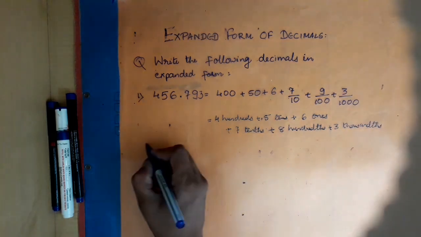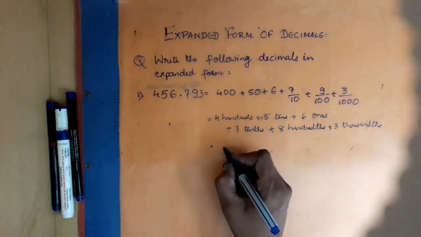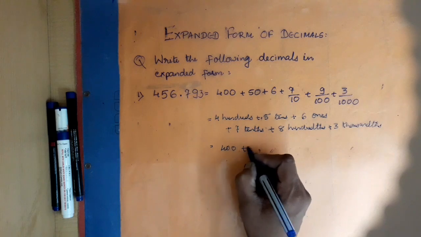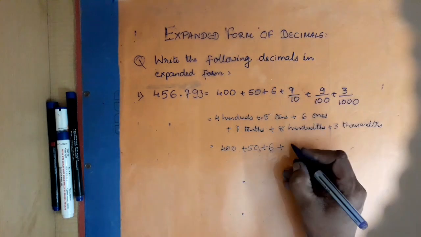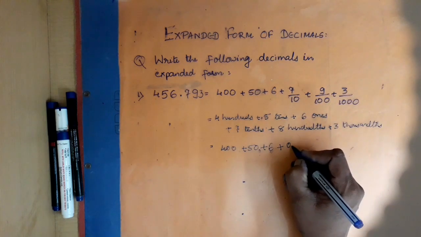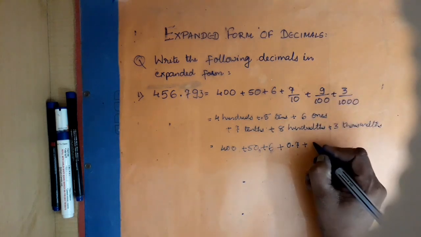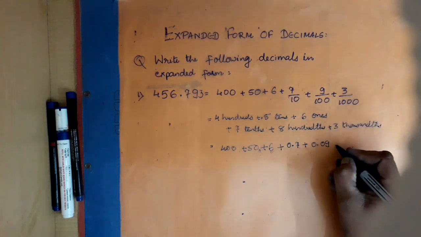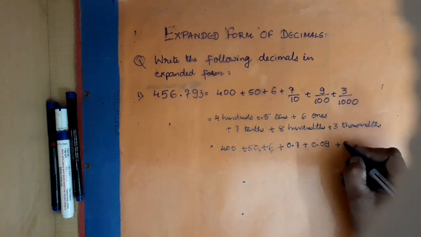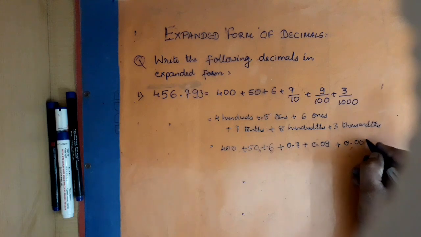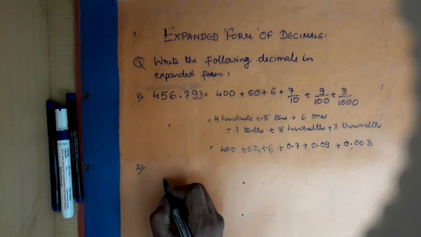Let us move to the third part also. This can be written as 400 plus 50 plus 6 plus 7 upon 10. You can express it as 0.7 plus 9 upon 100, that is 0.09, plus 3 upon 1000, that is you can express it as 0.003.